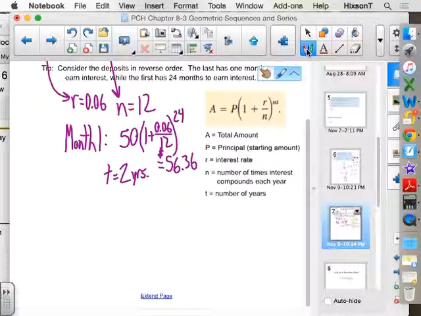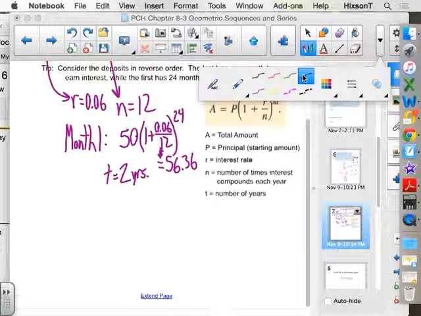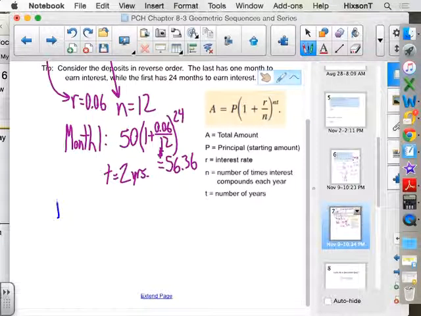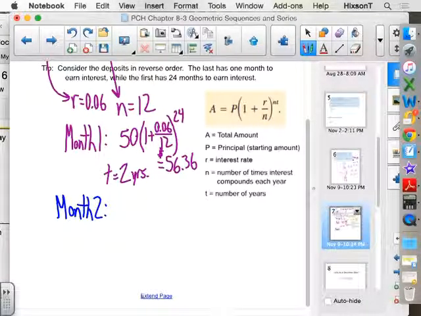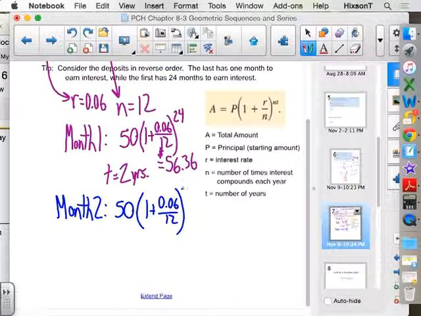If I were doing month number 2, let's change colors here. Month number 2, again I have $50. It's the 1 plus 0.06 over 12. But in this case, remember we said this is how many months it ended up equaling. So rather than figure it all out again, how many months will month 2 grow? 23. It wasn't there the first month, so now it only has 23 months to grow.